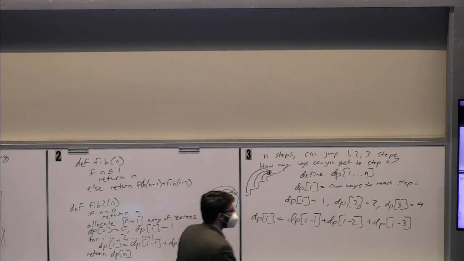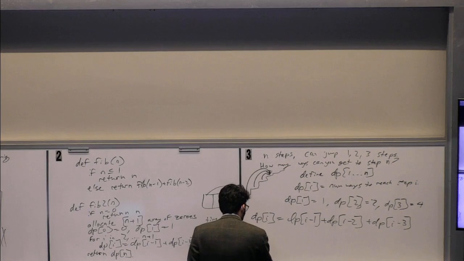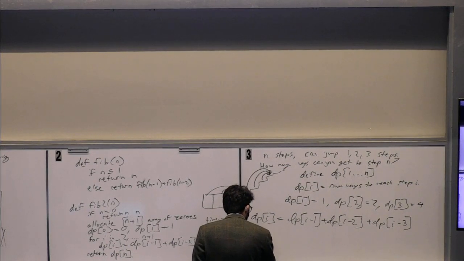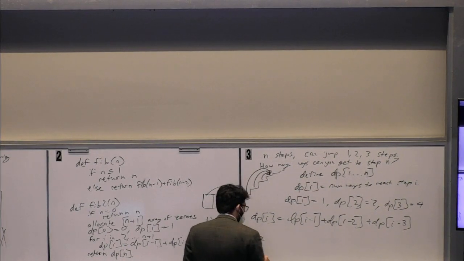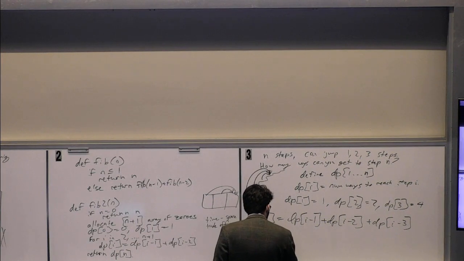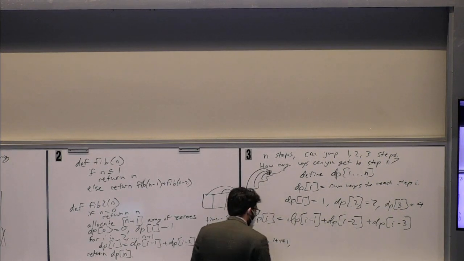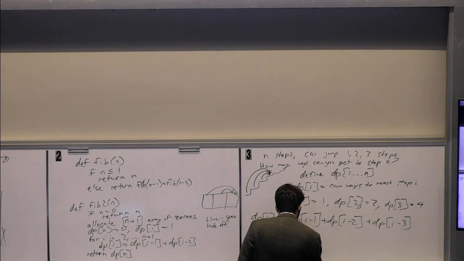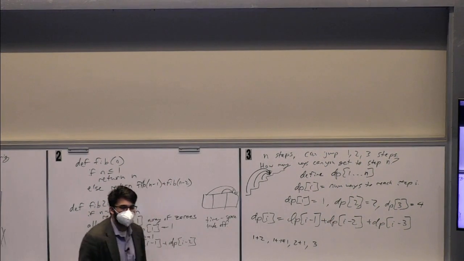How many ways can you jump to step three? You can go 1 plus 2. Then you can go 1 plus 1, oops, 1 plus 1 plus 1, right? You can go 2 plus 1. And you can just do 3. So those are the four distinct ways to reach the third step.